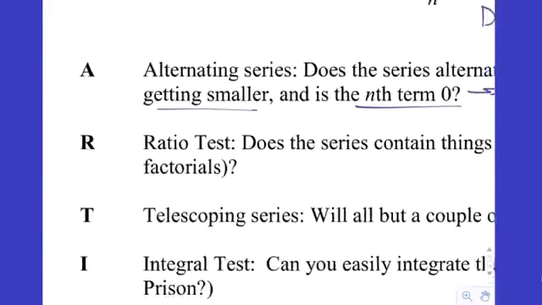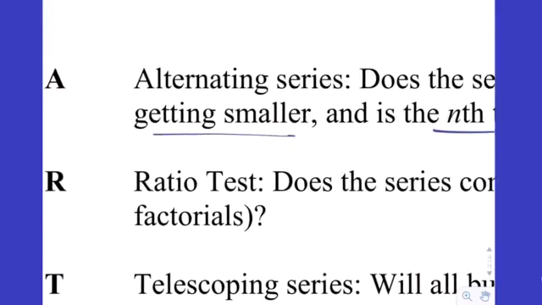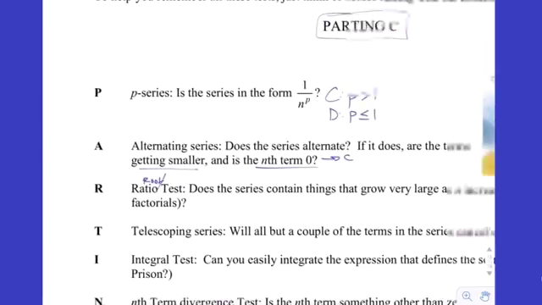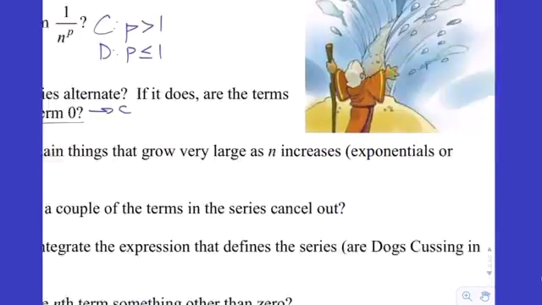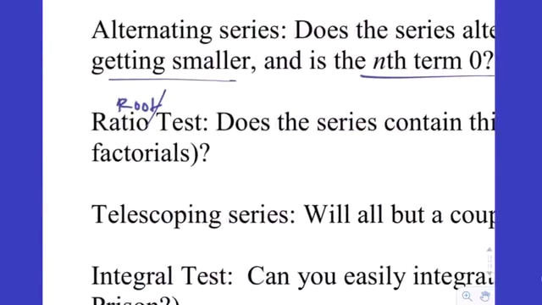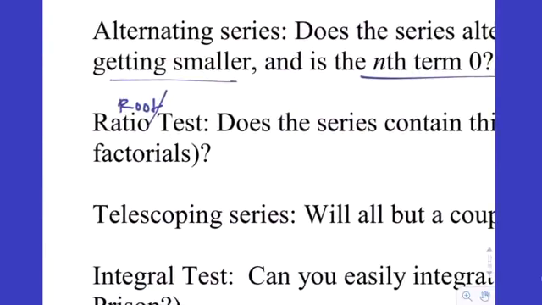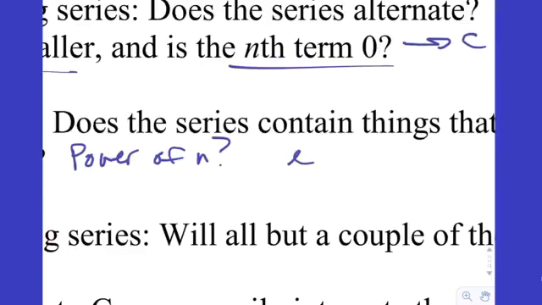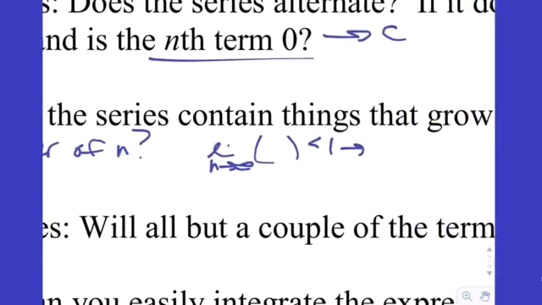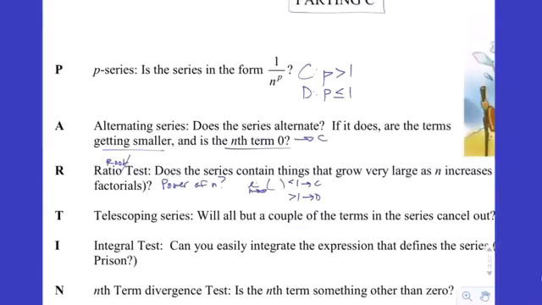R is for the ratio test or the root test. Either one, we don't have 2 R's in there. Does the series contain things that grow very large as n increases, like exponentials or factorials? If so, try the ratio test. And for the root test, is it a power of n? In each case, if the limit of the expression is less than 1, it converges. If it's greater than 1, it diverges. So that's another 2-way test.